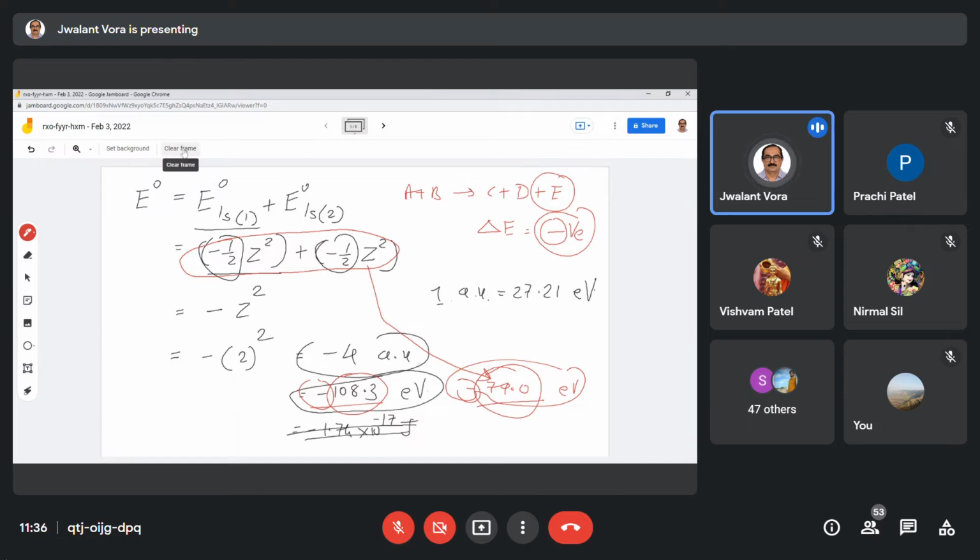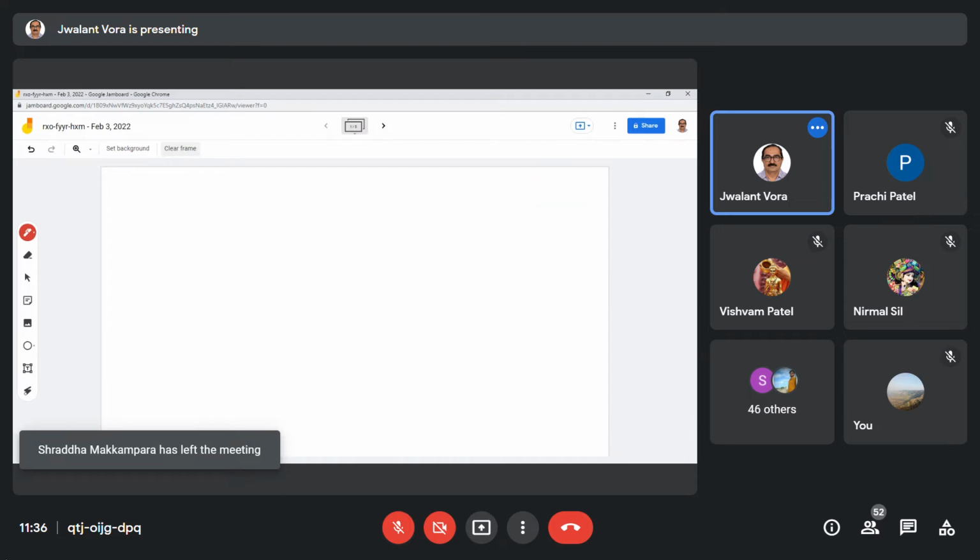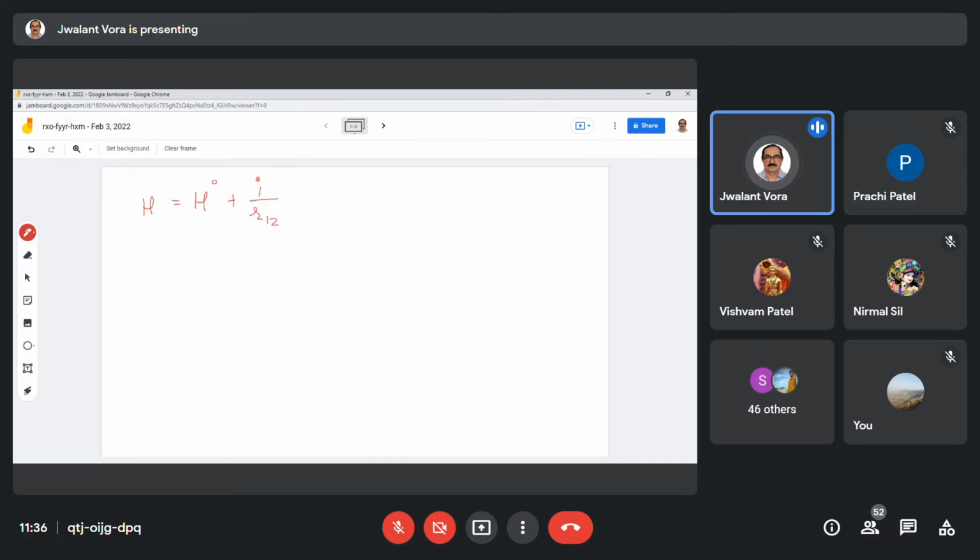So let us add the correction term. Why does the correction term have to be added? Because the inter-electronic repulsion term was not considered. So H is equal to the original one plus this correction term, 1 upon R12. H0 is what? H0 for electron 1 plus H0 for electron 2 plus the correction term 1 upon R12.